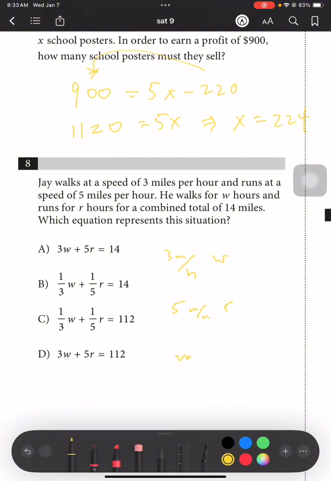Okay, so W is in what unit? W is in hours, and R is in hours. So hours times 5 miles per hour. The hours will cancel, hour over hour. You're left with miles, so then this should be the answer.